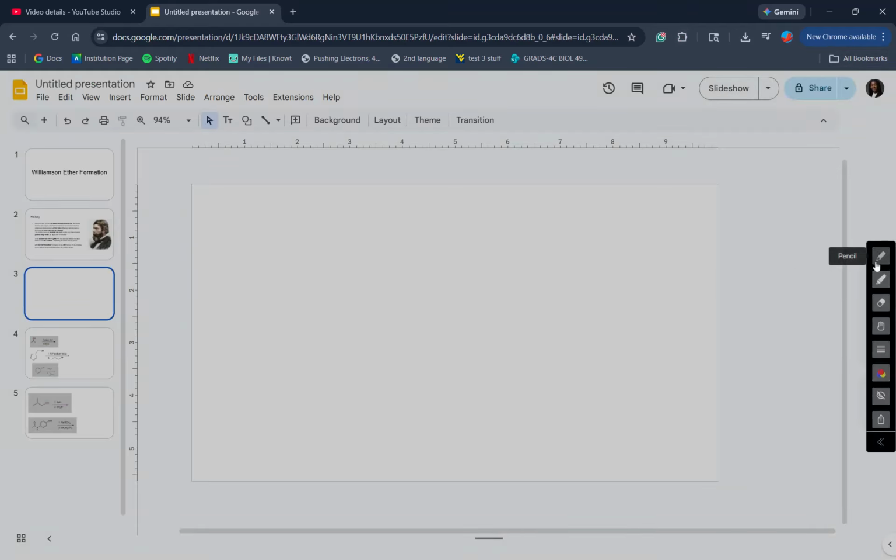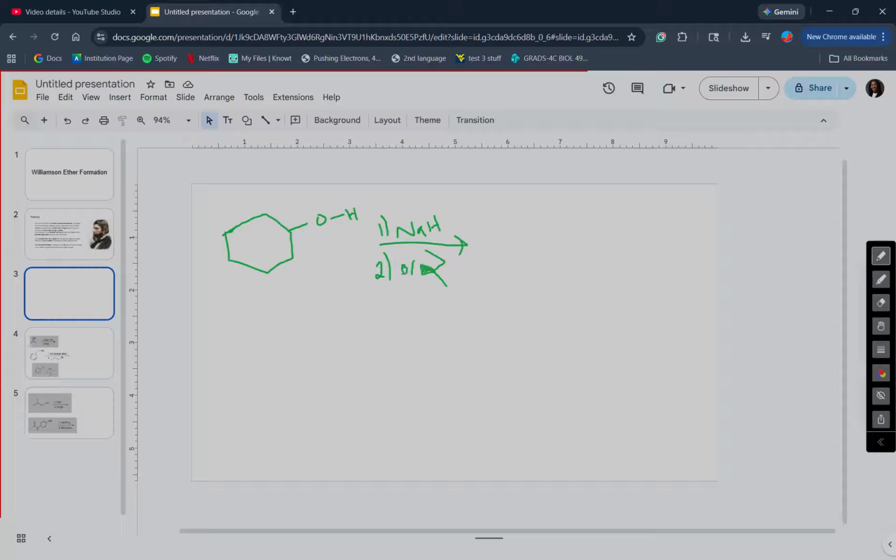So, now let's get a little bit into the mechanism of this presentation. And I'll start by loading up something to draw with. All right. So, let's say we have a cyclohexanol here. Okay. And we're going to have our reagents. We have NaH as our first, and then as our second reagent, let's say, this. And we're going to have a little bit of stereochemistry going on here, just to make it interesting.